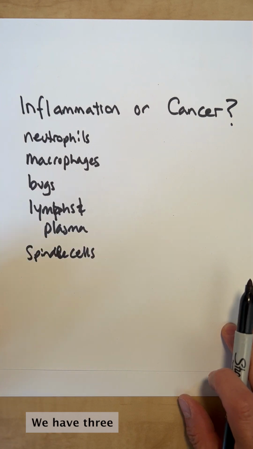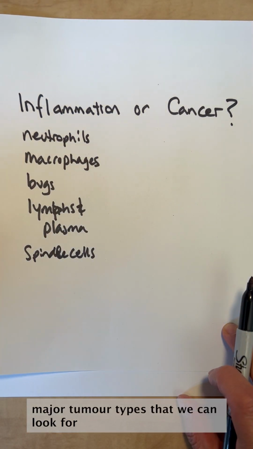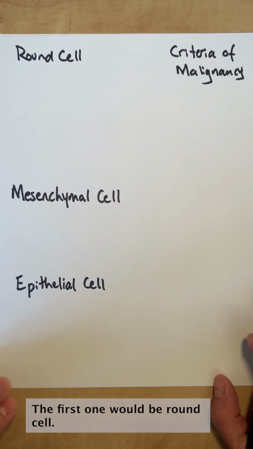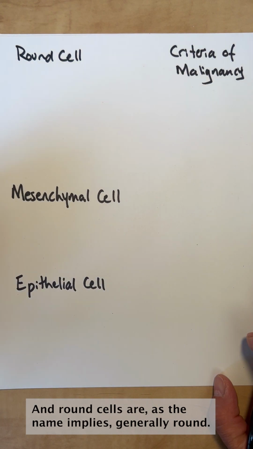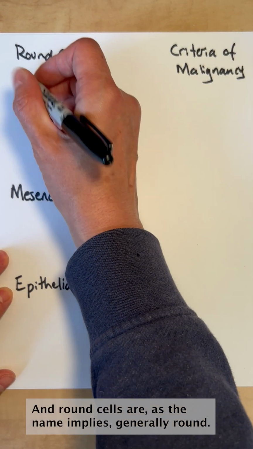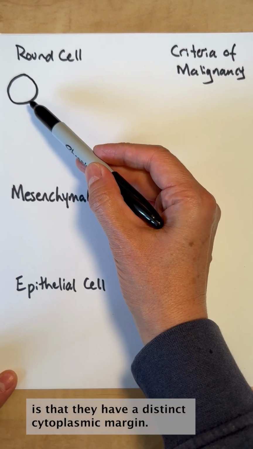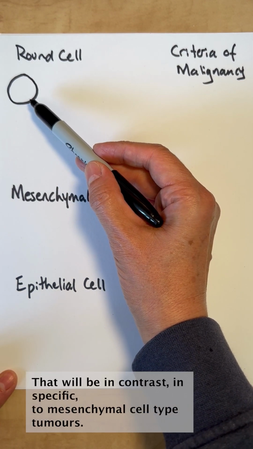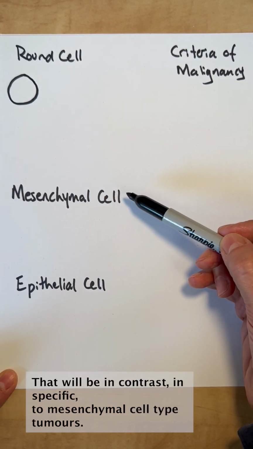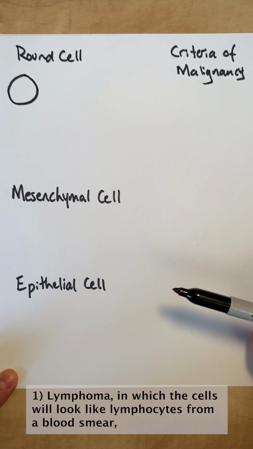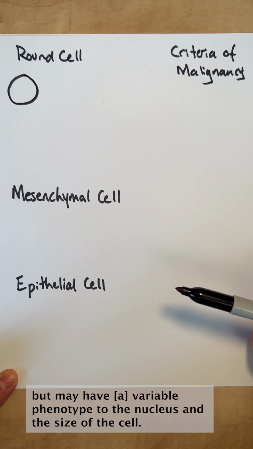We have three major tumor types that we can look for if we think that we have a neoplasm going on. The first one would be round cell. And round cells are, as the name implies, generally round. The main thing about round cell tumors is that they have a distinct cytoplasmic margin. That will be in contrast in specific to mesenchymal cell type tumors. There are 5 types of round cell tumors: lymphoma, in which the cells will look like lymphocytes from a blood smear, but may have variable phenotype to the nucleus and the size of the cell.